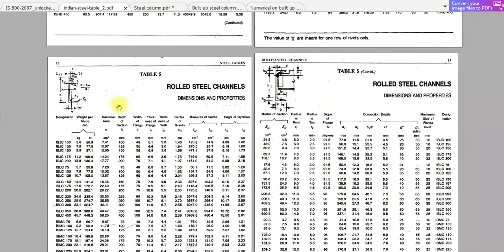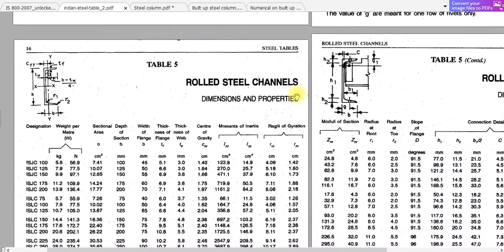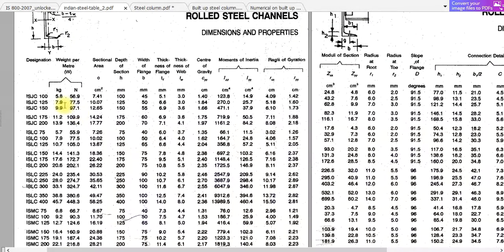Now if you know the area of one particular standard section, you can go to the steel table. There you can see rolled steel channel sections are given. In page number 16 you can look for that area from these tables. Here you can see there is a sectional area, so look for this particular area, and corresponding to the area you will get a particular section. So you choose that section.